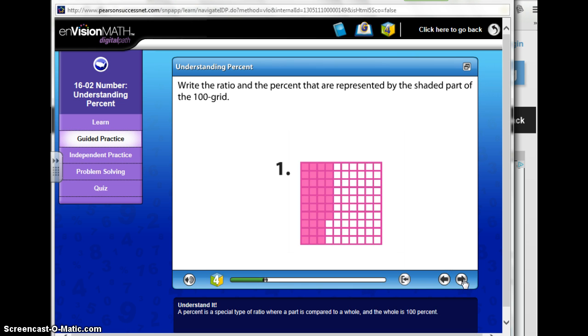Who can tell me what is the percent of the shaded part of grid number 1? Aaron? 37%. Okay, 37%. How about the unshaded part? What percent is unshaded? Cole? 73%. Not 73. 63. 63%. Okay, I'm going to pause for 1 second.